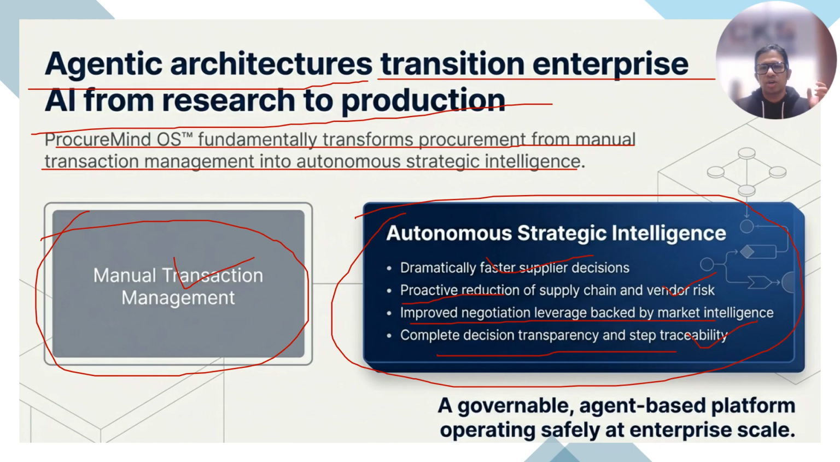Now look at the bottom line. See this one. This is your final positioning statement. ProcureMind OS is a governable agent-based platform that can operate safely at enterprise scale. Because governance is what makes AI deployable in top companies.